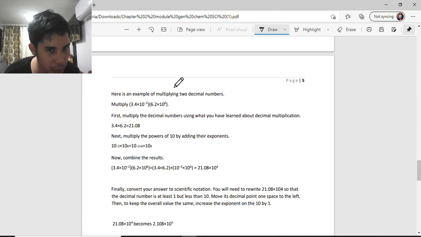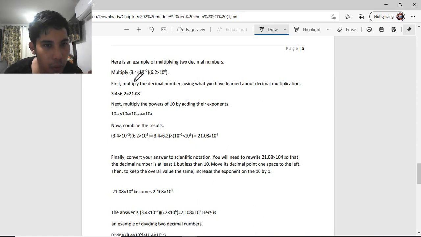Okay, here is an example of multiplication of scientific notation. Multiply 3.4 times 10 raised to negative 2, and then 6.2 times 10 raised to 6. What will happen? Kay multiply ang imong problem, multiply the multiplying factors which are 3.4 kag 6.2. The answer is 21.08. Okay? Sulat mo lang na sa dalong.